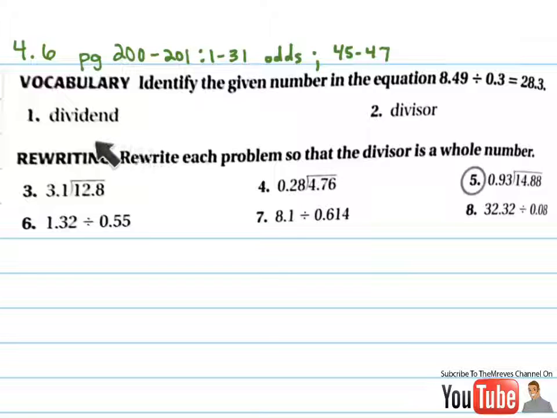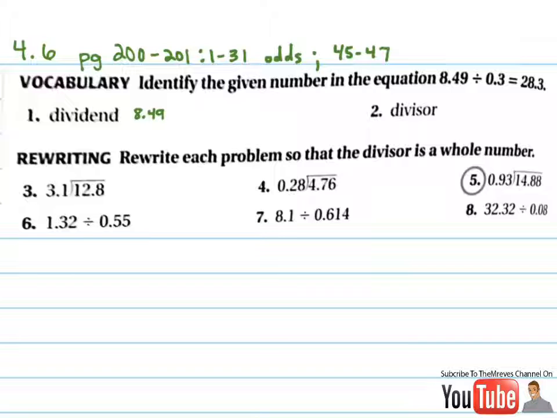So we see on number 2, it's talking about dividend, and it says vocabulary, identify the given number in the equation. So we have 8.49 divided by 0.3 equals 28.3. So I just have to write dividend and then the number that represents the dividend. Remember, the dividend is the number that we're dividing into. And so that would be 8.49.